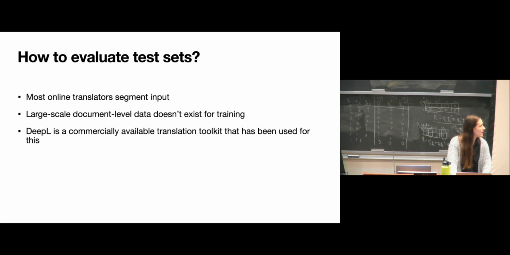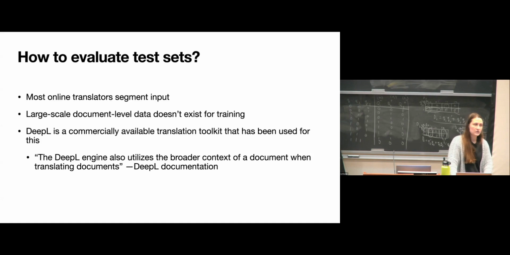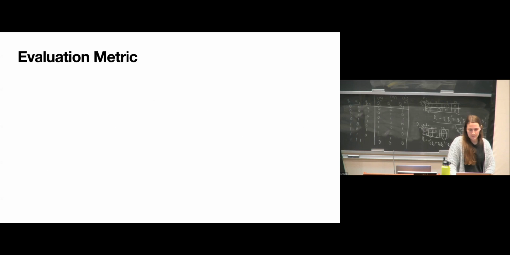So there's kind of one option that's left for us, which is what most people use for something like this, which is a commercially available system called DeepL. And per its own documentation, it uses context to translate. That's kind of all we have to go based off of. So now, once we have a model, how are we going to evaluate its correctness?